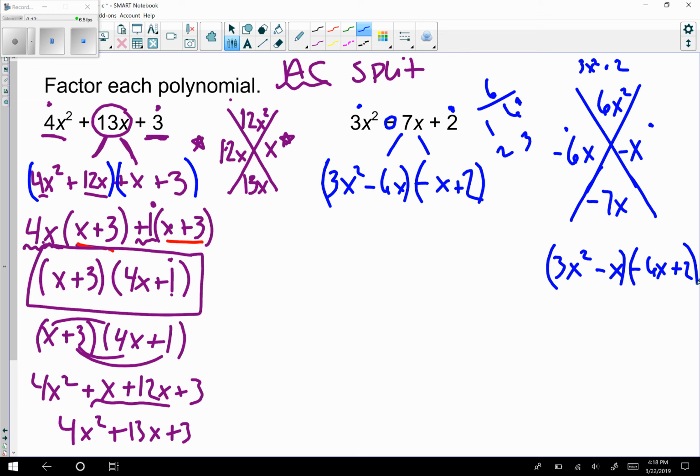Okay, now once I do that, I'm going to go back to this top one, this upper left-hand one. I notice I've got 3x squared and I've got 6x. I can take out a factor of 3x. Once I take out that factor of 3x, I'm left with x minus 2.